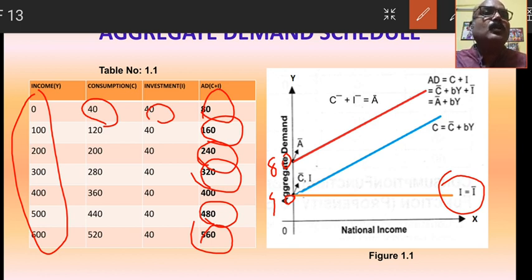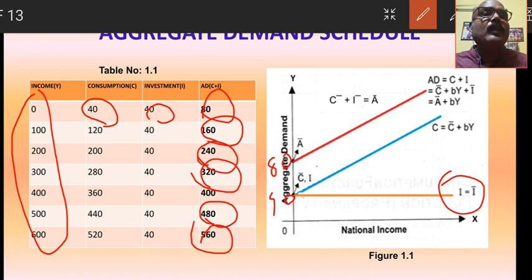क्योंकि कंजम्पशन दो चीज़ों के ऊपर डिपेंड करता है, एक होता है मार्जिनल प्रोपेंसिटी टू कंज्यूम और एक होता है इनकम. सो C इज इक्वल टू C बार प्लस By. C बार इज कांस्टेंट, C बार जीरो लेवल में भी रहेगा. B का मतलब होता है मार्जिनल प्रोपेंसिटी टू कंज्यूम. What is this marginal propensity to consume? We will discuss in the later class. And Y means the level of income. So the equation of the consumption is C is equal to C bar plus By.